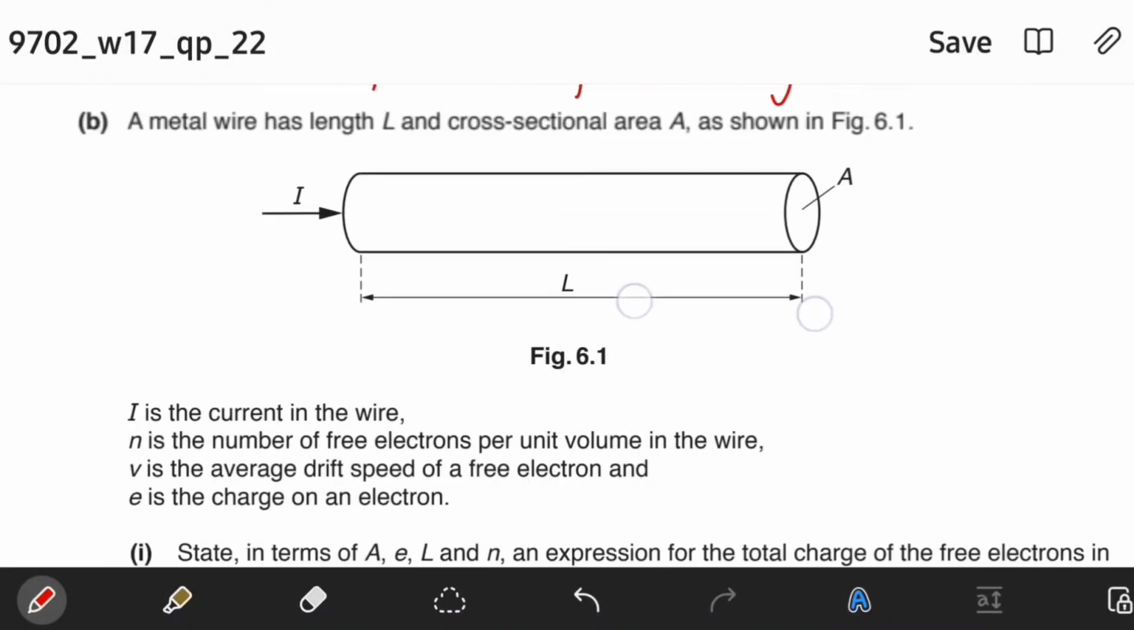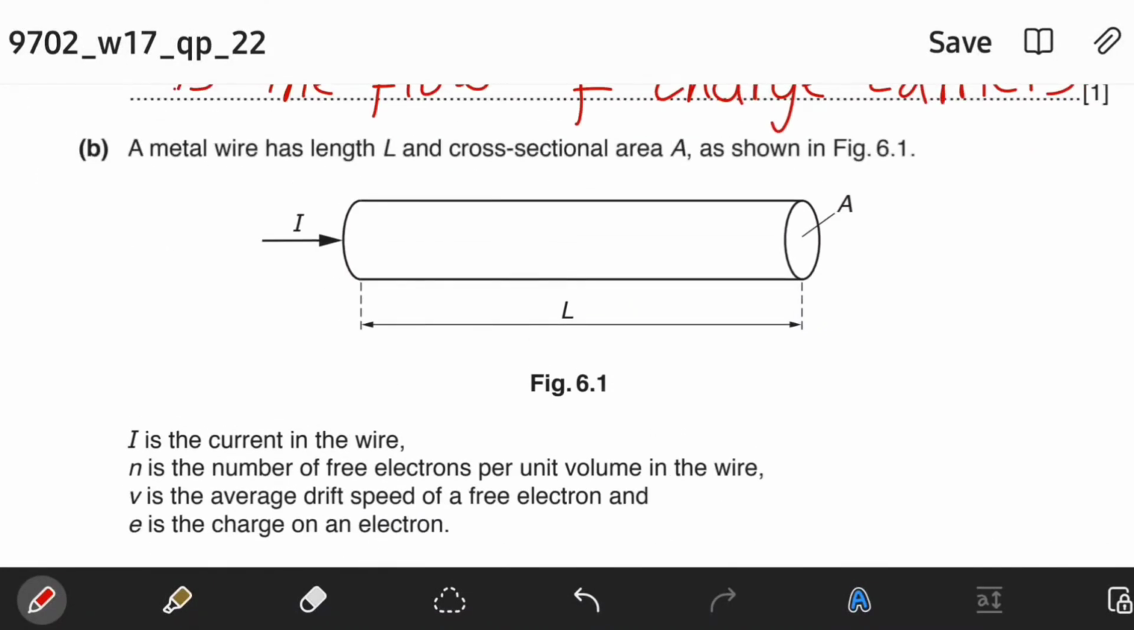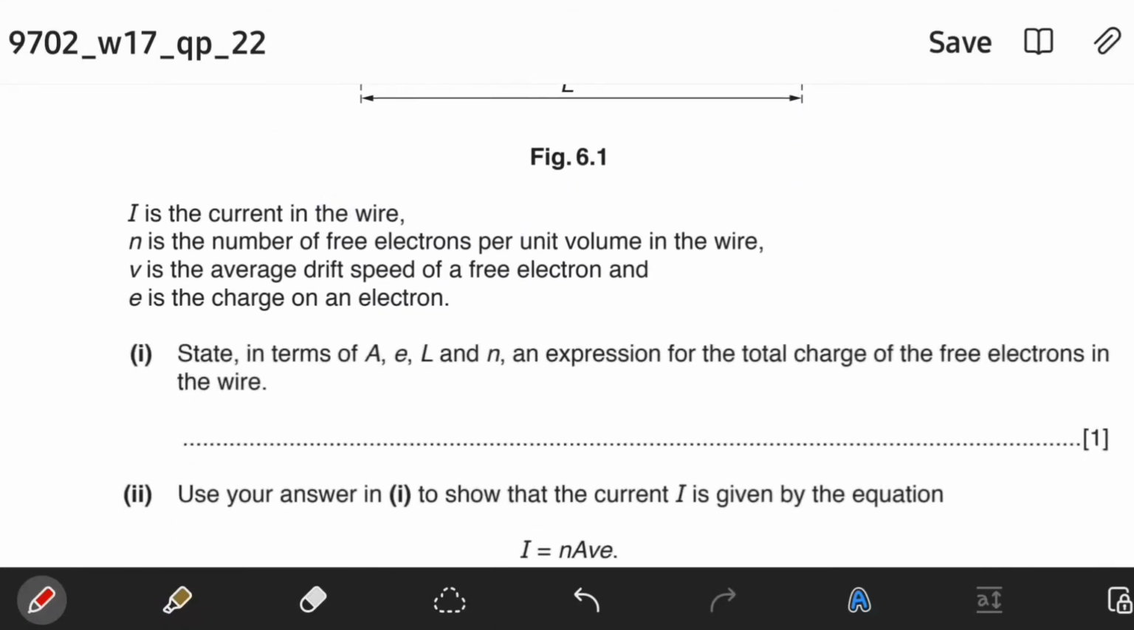Moving on, a metal wire has length L and cross-sectional area A as shown in figure 6.1. I is the current in the wire, N is the number of free electrons per unit volume in the wire, v is the average drift speed of a free electron, and e is the charge on an electron. State, in terms of A, e, L, and n, an expression for the total charge of free electrons in the wire.